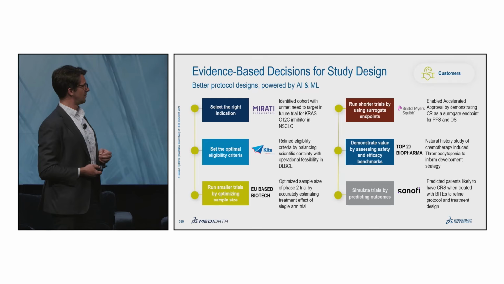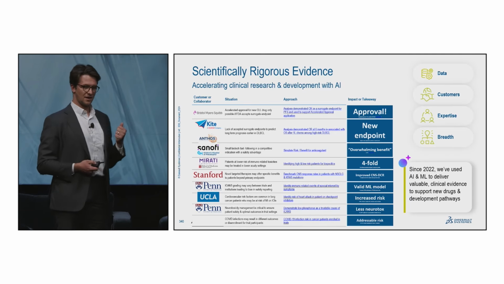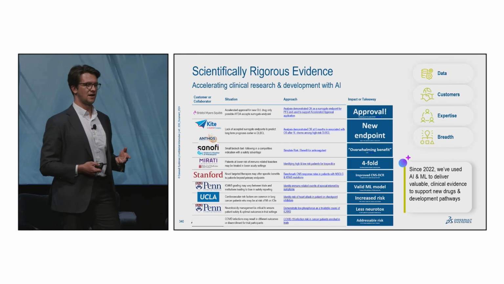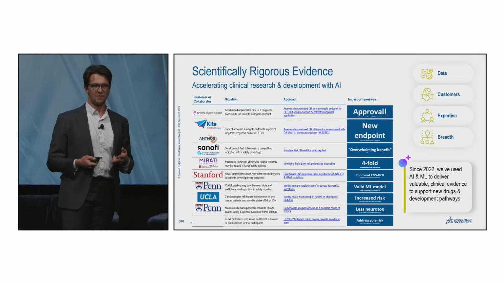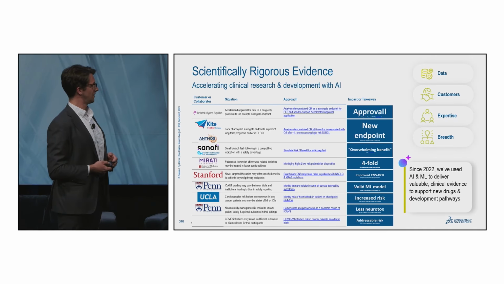So here are some more examples, some of the highest impact examples that we've been able to do with this work. I'm not going to spend too much time on them because I want to make sure we get to the end. And then even more examples of how this evidence has driven faster enrollment, new endpoints, or situations where they've been able to significantly reduce the time and the cost of clinical trials by focusing on clinical populations that are more likely to benefit.